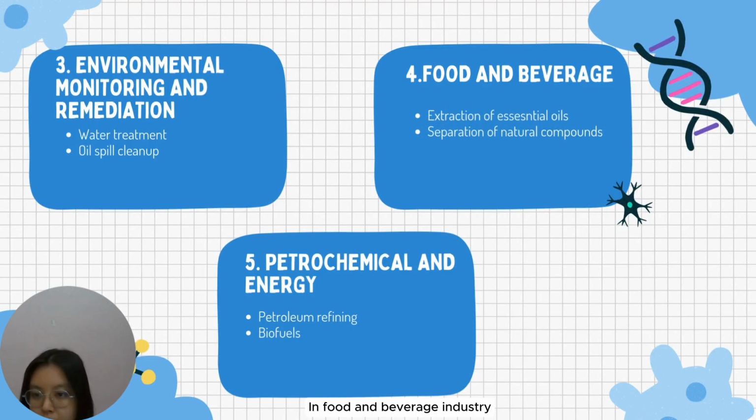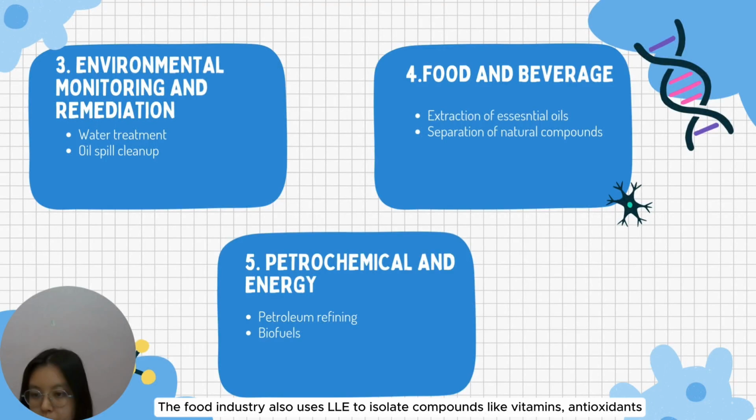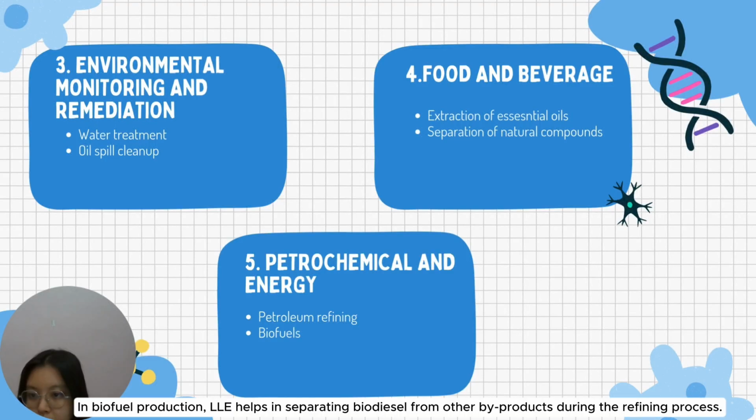In food and beverage industry, LLE is used in the extraction of essential oils from herbs, spices, and flowers for use in flavoring and perfumes. The food industry also uses LLE to isolate compounds like vitamins, antioxidants, and pigments from raw materials for functional foods and nutraceutical products. In petrochemical and energy sectors, LLE is employed in the extraction of specific hydrocarbons from crude oil, such as in the separation of aromatics and resins. In biofuel production, LLE helps in separating biodiesel from other byproducts during the refining process.